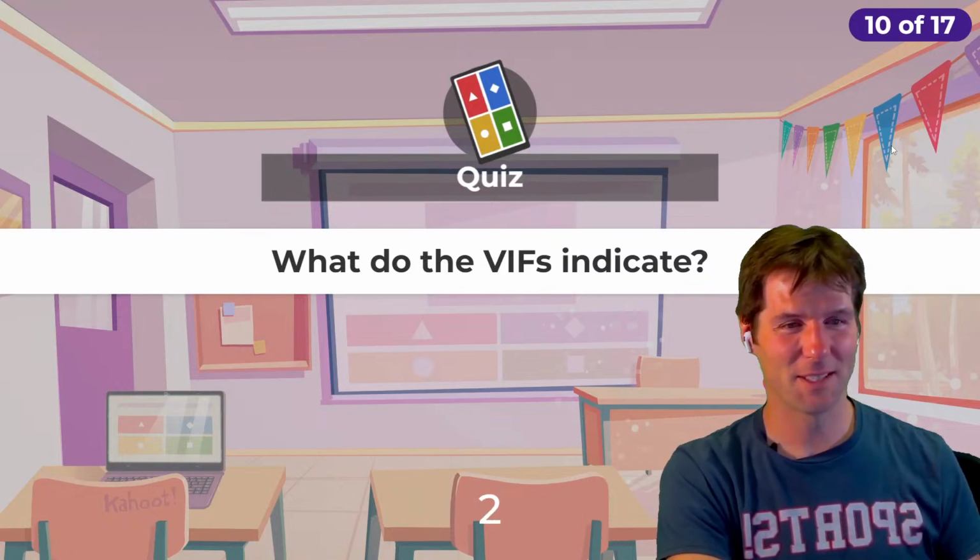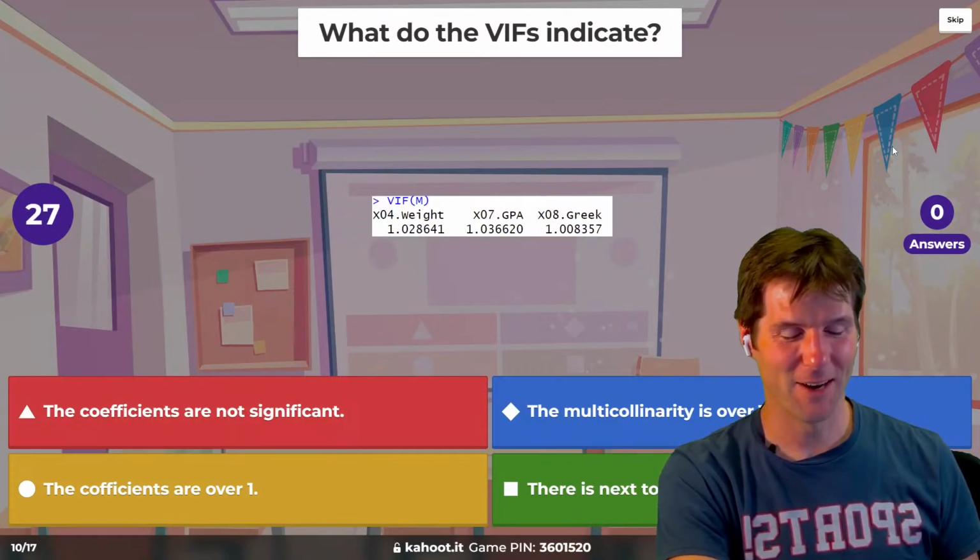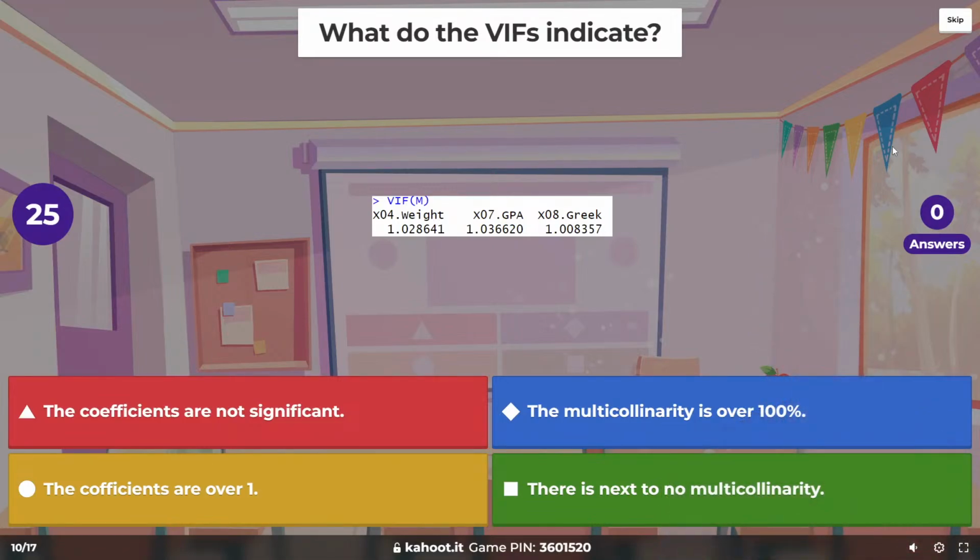What do the VIFs indicate? It popped up EC. Oh, sorry, I don't know. Another good set of VIFs right here. I'm going to go find another thing, so I want to make sure. I think the Kahoot's okay, but I'm finding a lot of things.